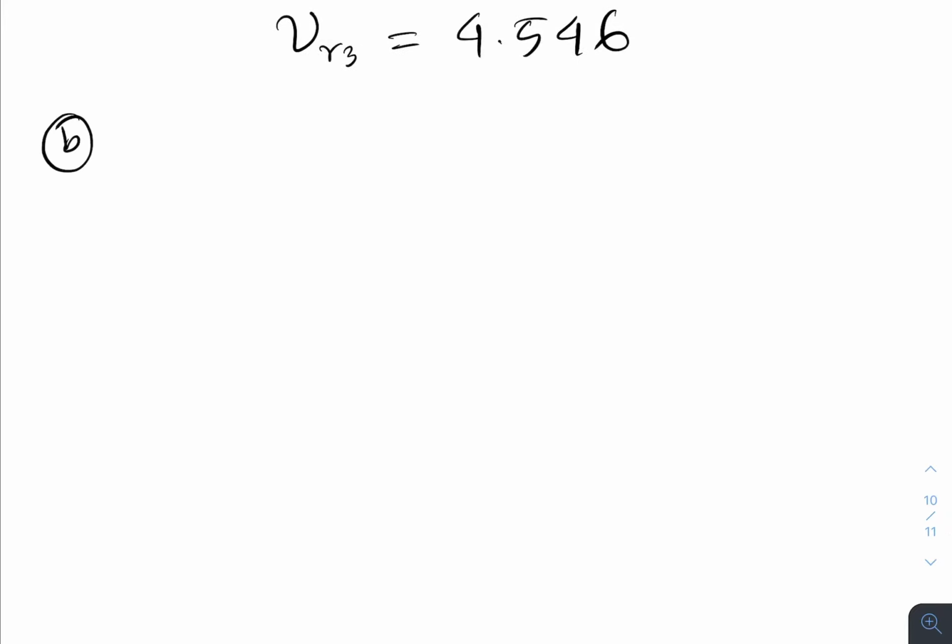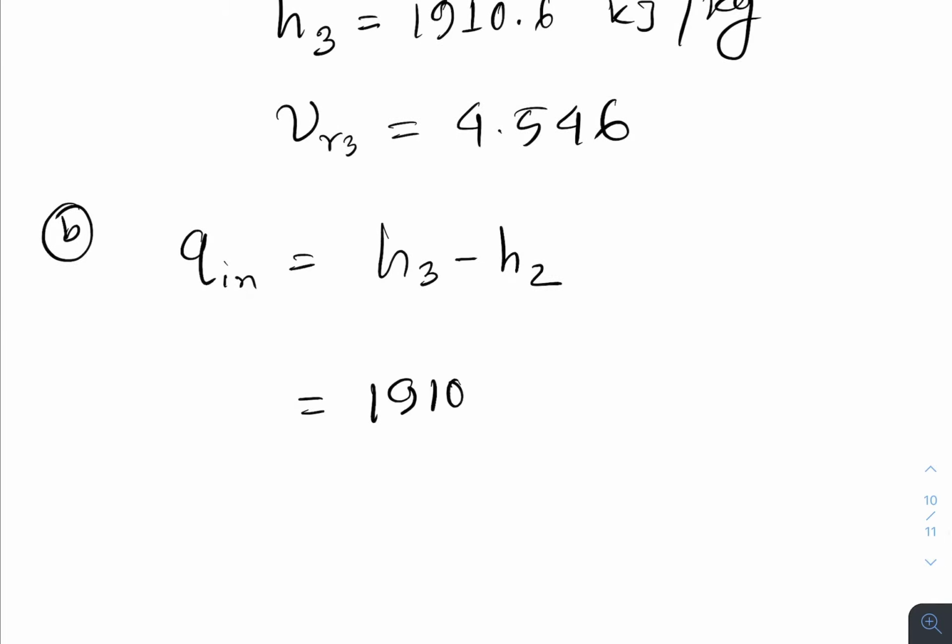So we know the thermal efficiency definition, but before that we need to determine the heat addition, or what is the heat input in that diesel cycle. We don't have this information, so let's write the heat addition: Q in equals H3 minus H2.